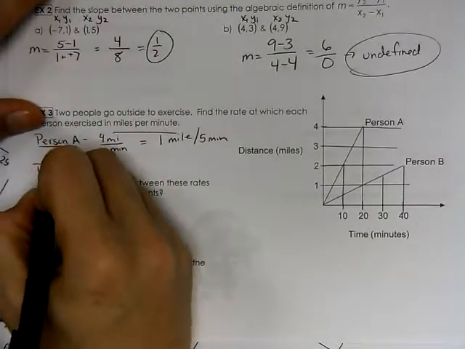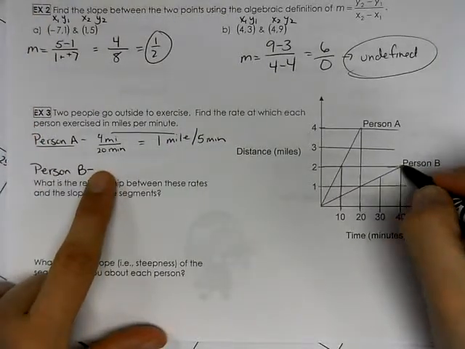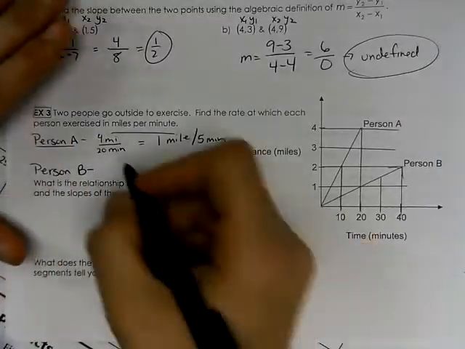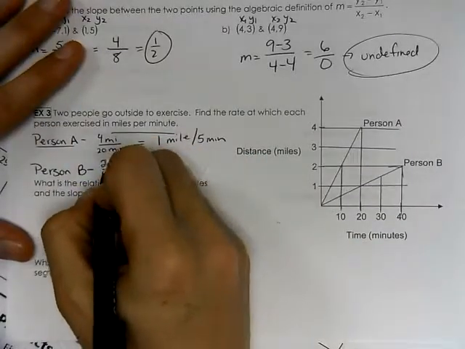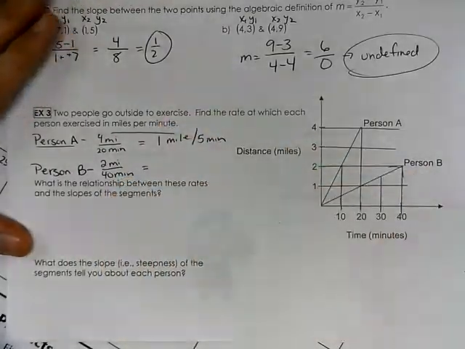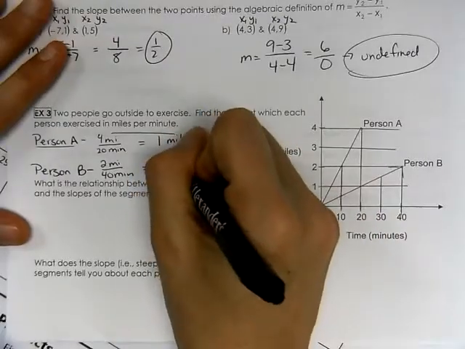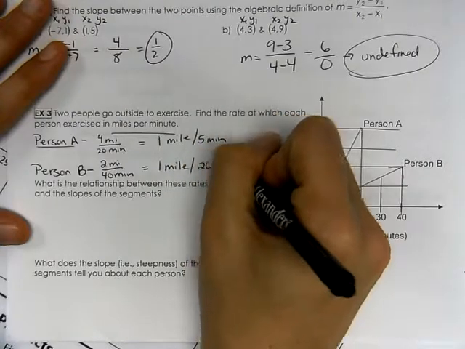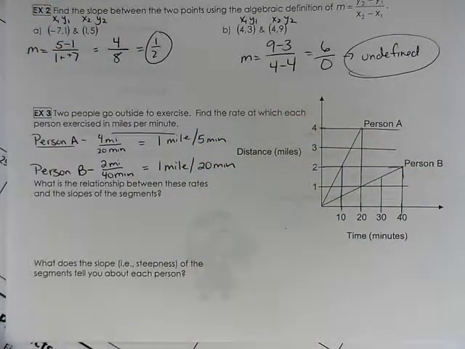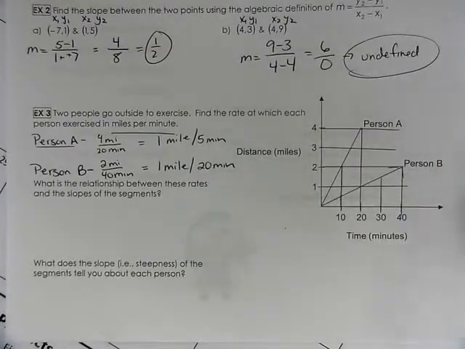Person B goes 2 miles in 40 minutes. So what does that reduce to? 1/20th? So they walk 1 mile every 20 minutes. We always say like a 20-minute mile or a 5-minute mile. Nobody ever says a 20-minute mile because people don't really want to claim that. At least I would. But a 5-minute mile is good. We're just writing it the opposite way.